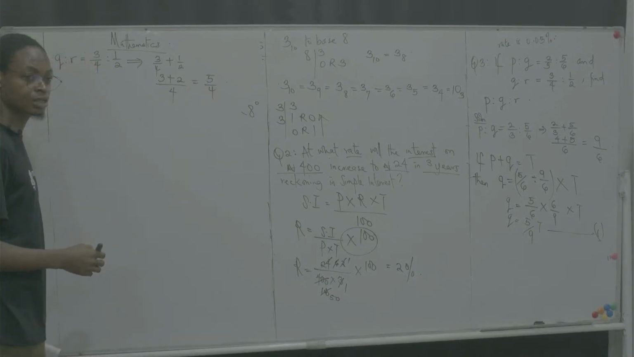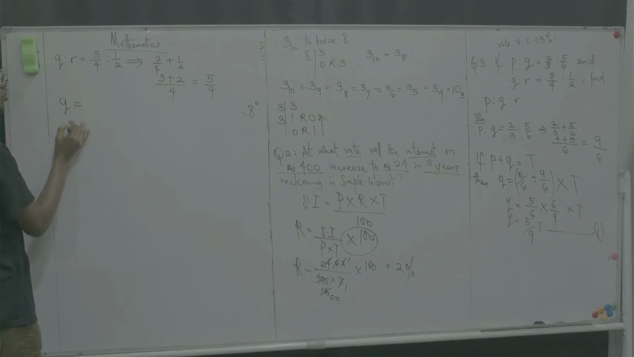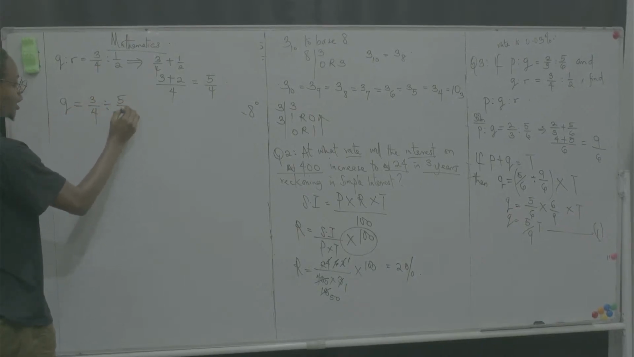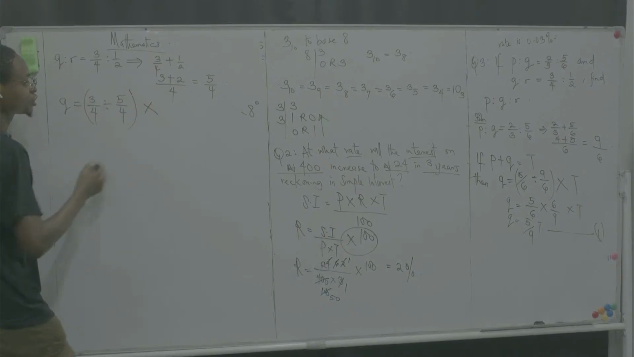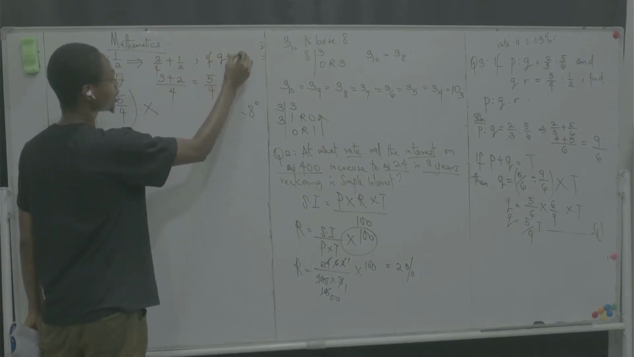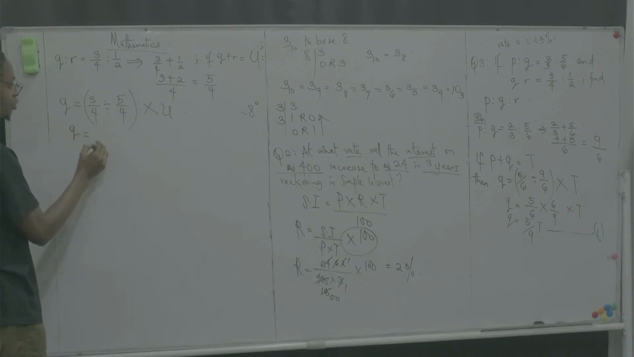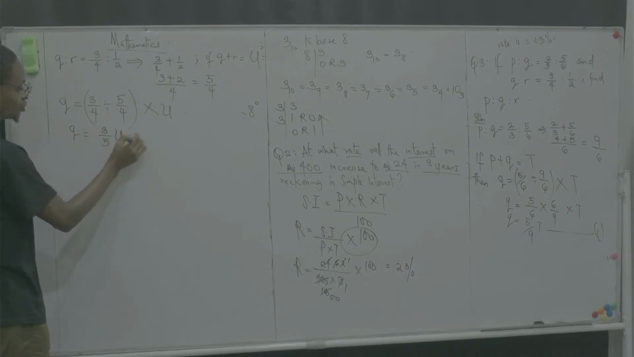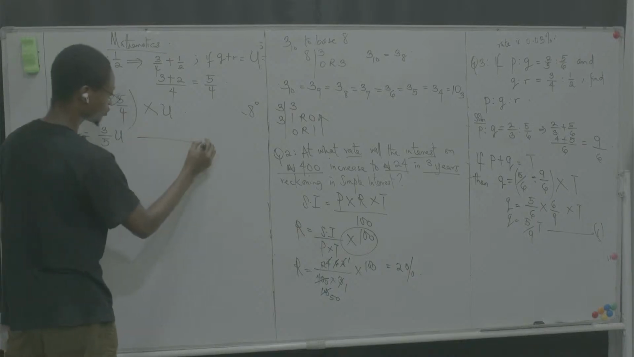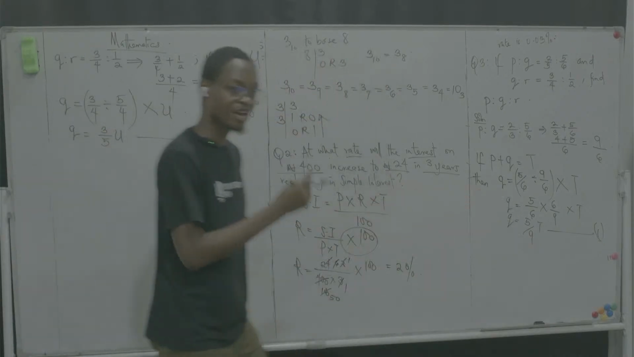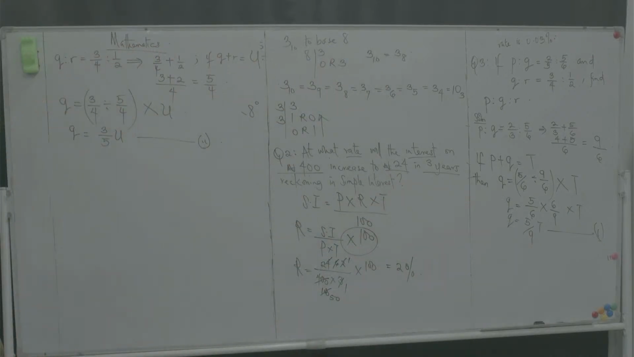Abi? So the value of Q will be equal to what? Ratio of Q, 3/4, divided by the total ratio, Abi? Times, so let's say if Q plus R is equal to U, for instance, in this case, Abi? Times U. Yeah? So we now have that Q will be equal to what? 3/5 U. Abi? Now, don't forget that this Q, the value of Q will be the same thing in both ratios.